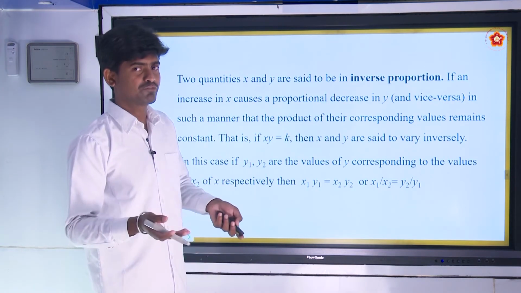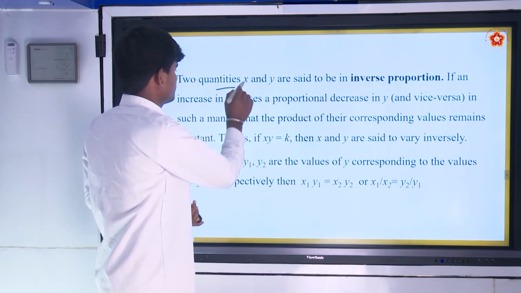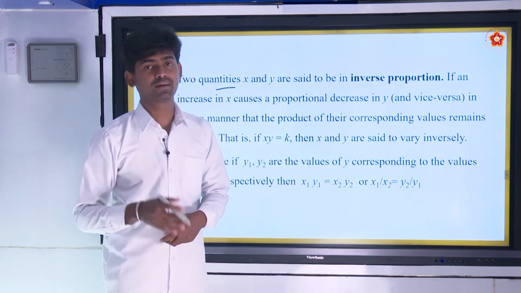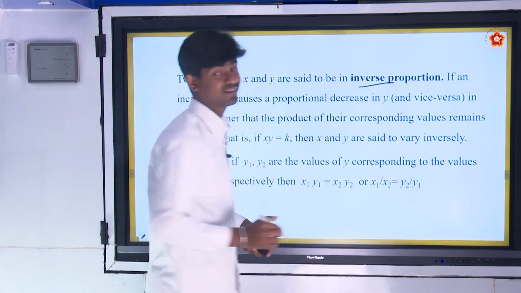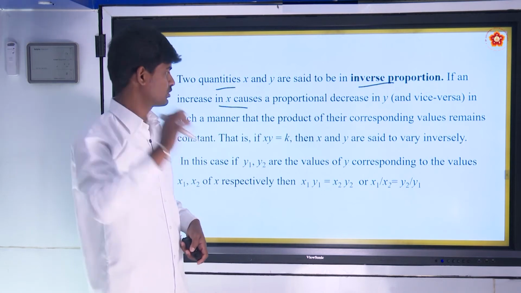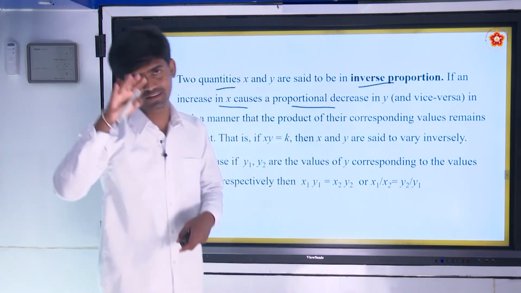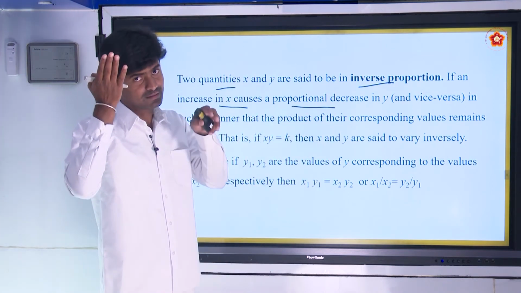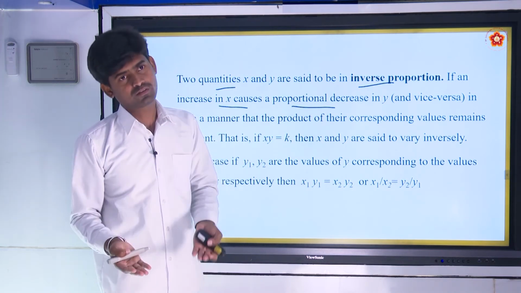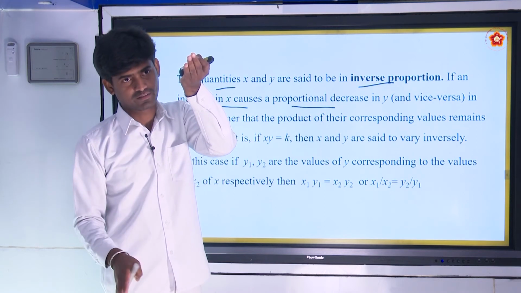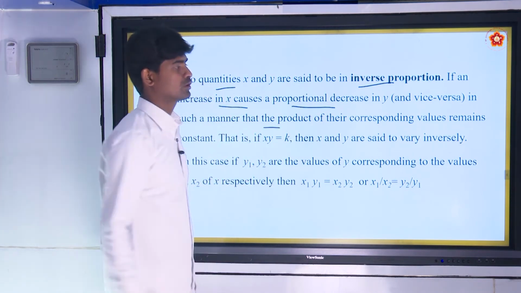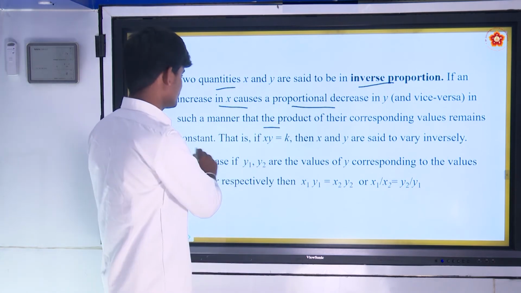So what do we mean by inverse proportion? From this example, I can say that two quantities x and y are said to be in inverse proportion if an increase in x causes a proportional decrease in y. Increase in x, decrease in y, and also vice versa. If one quantity increases, the other decreases, in such a manner that the product of their corresponding values remains constant.